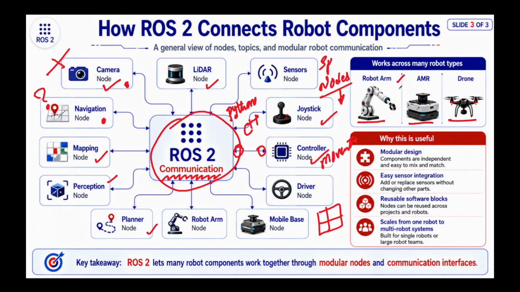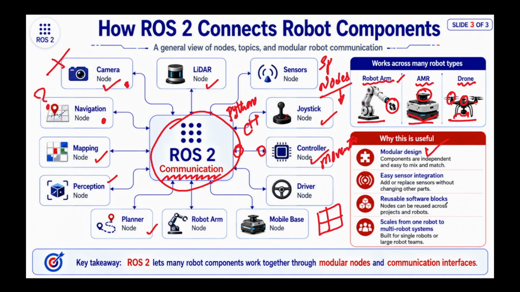For a robotic arm, we may connect perception, motion planning, joint control and gripper control. And if you take a mobile robot, we may connect the LiDAR, mapping and localization, navigation and wheel control. For a drone, we may connect camera, positioning sensors, flight control and mission planning. The hardware changes but the modular ROS2 idea remains the same. This is why ROS2 is so powerful and useful.